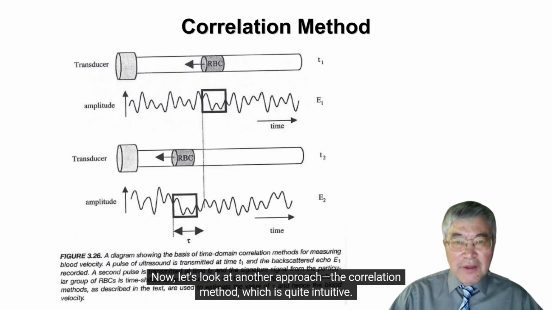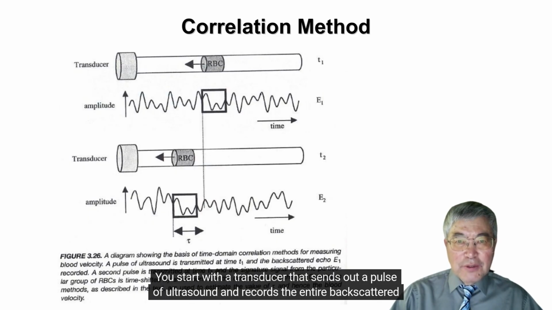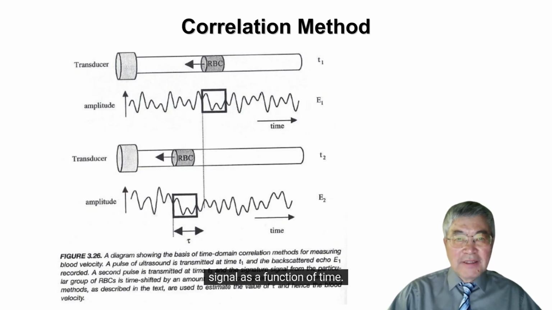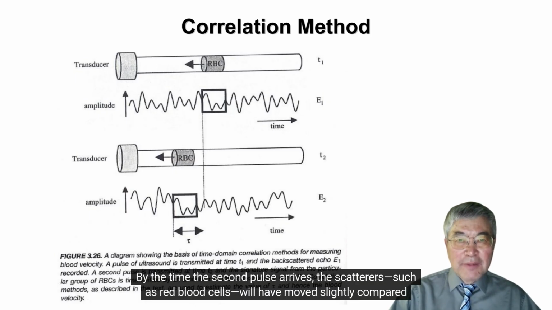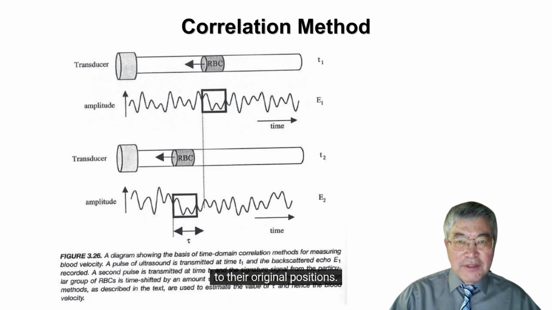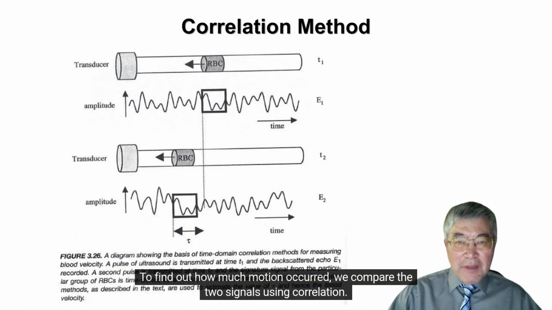Now, let's look at another approach, the correlation method, which is quite intuitive. You start with a transducer that sends out a pulse of ultrasound and records the entire backscattered signal as a function of time. That gives you a complete waveform, not just a single data point. Then you send a second pulse and again you record the returned signal. By the time the second pulse arrives, the scatterers, such as red blood cells, will have moved slightly compared to their original positions. To find out how much motion occurred, we compare the two signals using correlation.